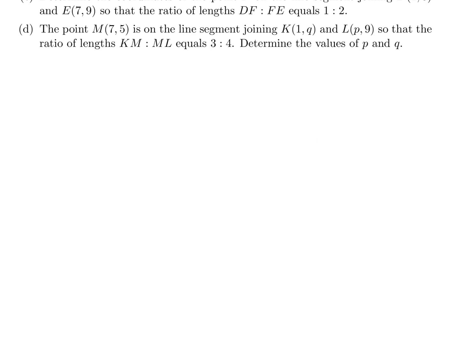The point M(7, 5) is on the line segment joining K and L, so that the ratio of KM to ML is 3 to 4. Determine the values of P and Q. All right, same story here. Let's see what we can do.